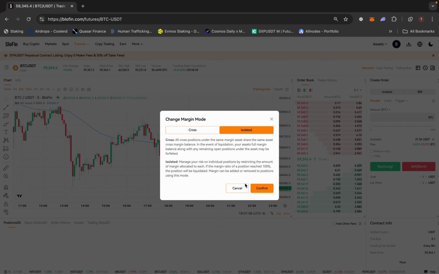So pretty much there is almost no scenario where I can think of where you'd want to use cross. It's just inherently more risky, and that's probably why it's set by default. So I would really, really suggest you guys stick to isolated.